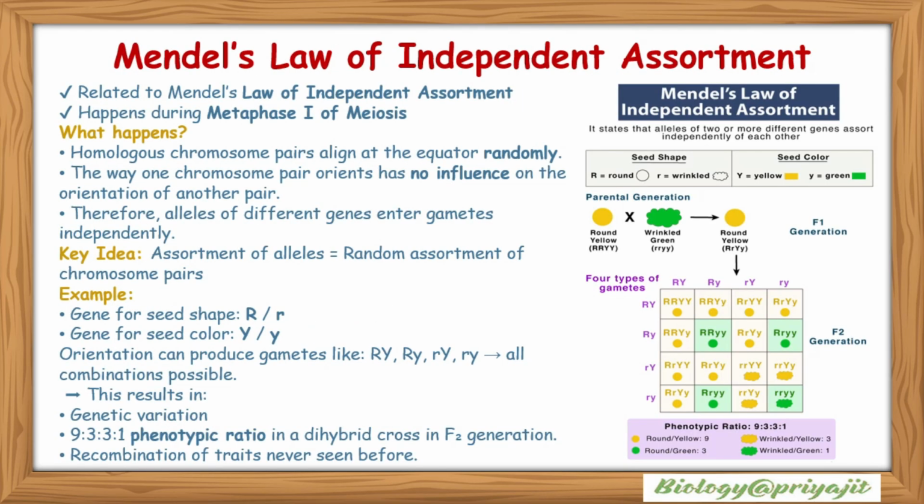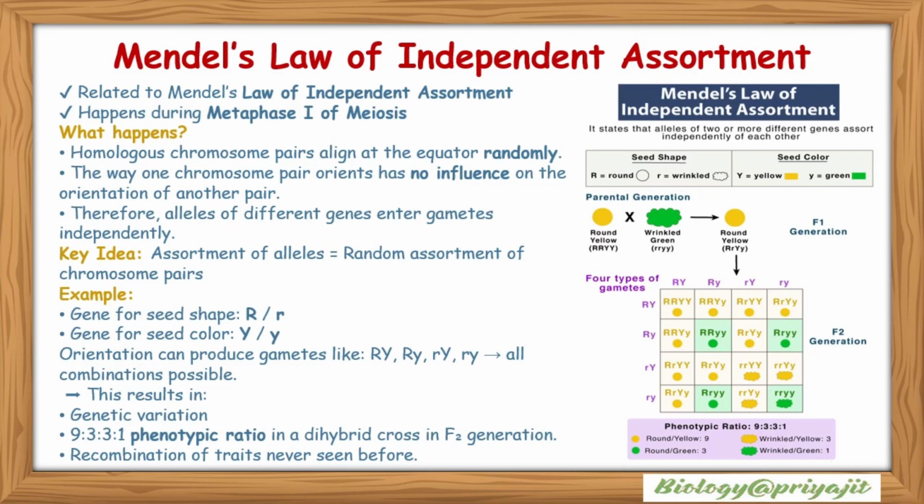Mendel's law of independent assortment happens during metaphase 1 of meiosis. What happens? When homologous chromosome pairs align at the equator randomly, the way one chromosome pair orients has no influence on the orientation of another pair. Therefore, alleles of different genes enter gametes independently. The key idea is the assortment of alleles, that is, random assortment of chromosome pairs.